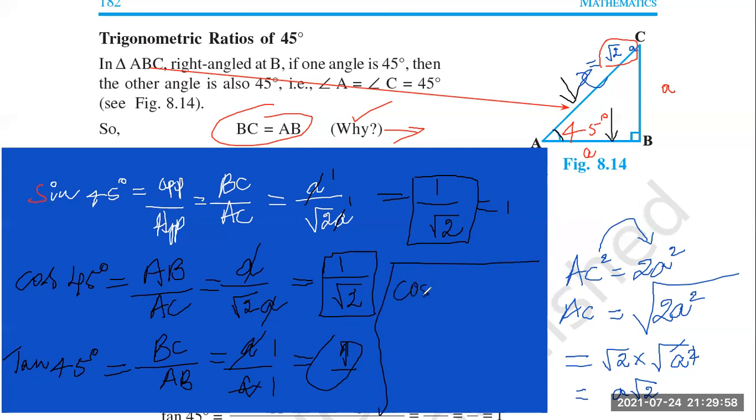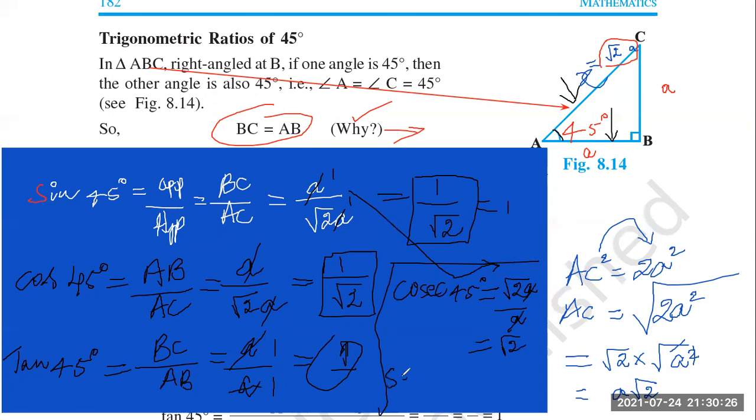Cosecant 45. What is the ratio of cosecant? It is hypotenuse upon opposite, because cosecant is just the opposite of sine. Sine को आप उल्टा करो, it is root 2 upon root 2a upon a. A gets cancelled, you get answer root 2.